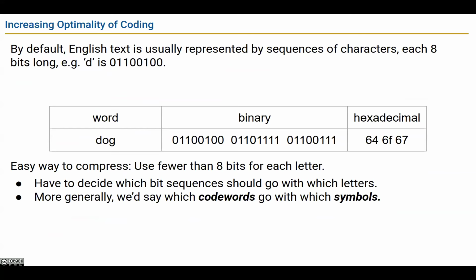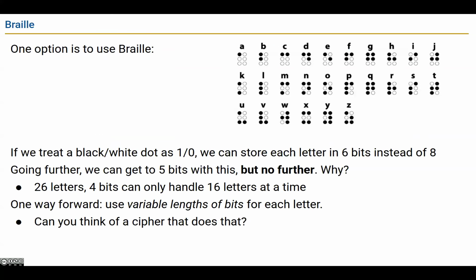How many letters are there in the English language? 26. If we're assuming we're only sticking with lowercase symbols, then yeah, only 26. Why are we using 256 possibilities to store 26 different things? So we could use fewer bits. And generally, we'll say which code words go to which symbols. Here's an example of how we can possibly do this.